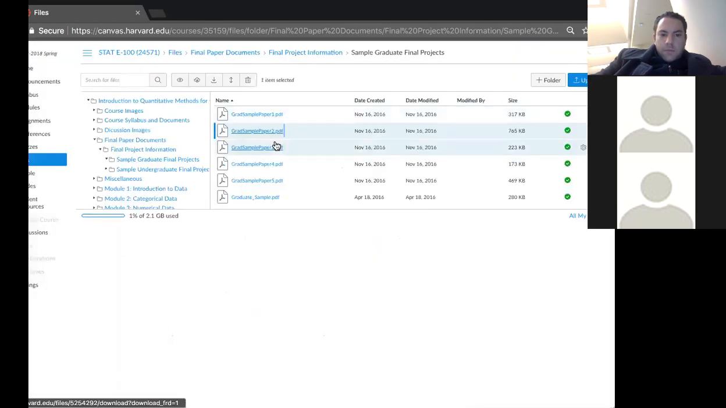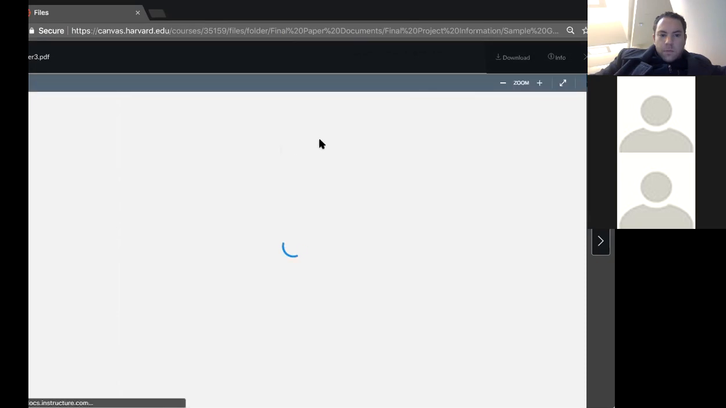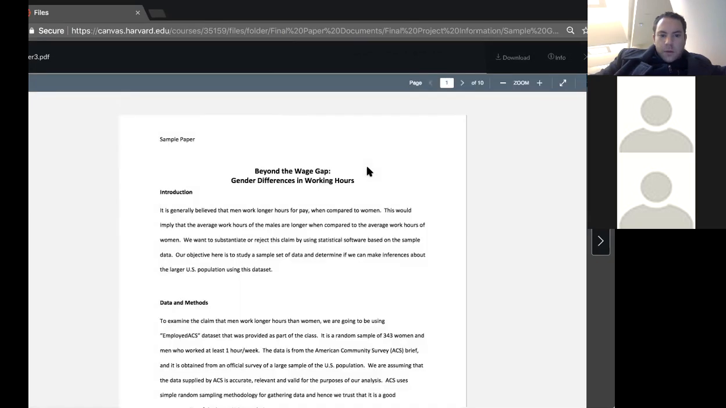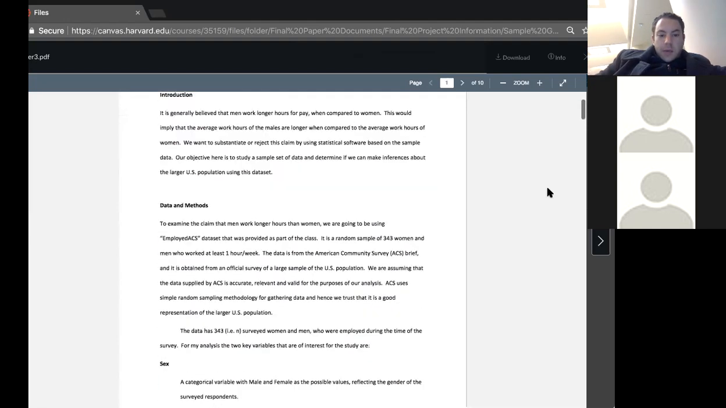This is another interesting question. I always find it very interesting because, with the data sets that we provide for the course, there are so many different questions that you can come up with. So this student looked at the employed ACS data set, and they looked at gender differences in working hours to see whether men work longer hours than women. And that was the question here.